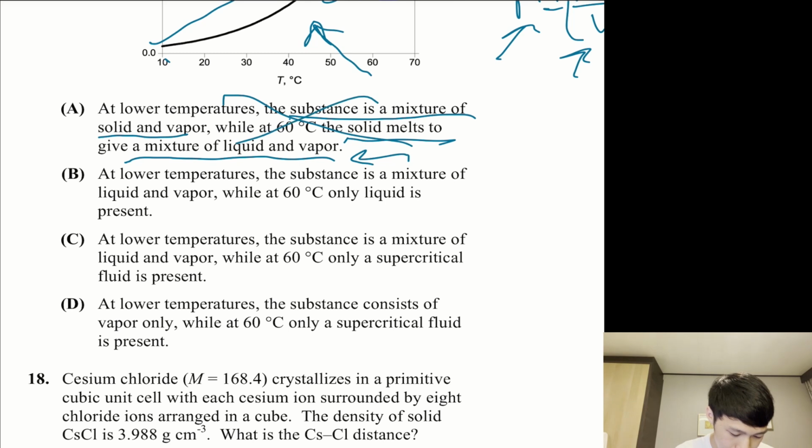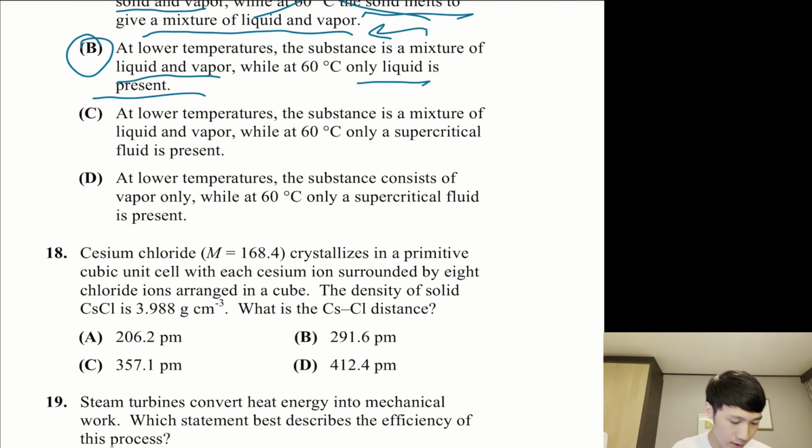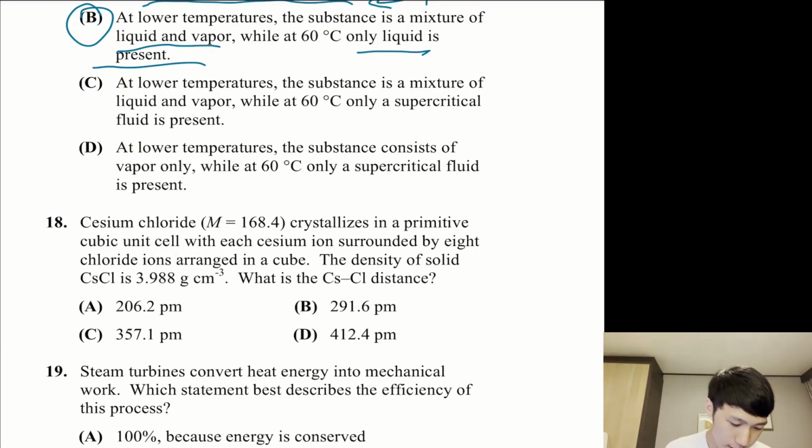B, at lower temperatures, the substance is a mixture of liquid and vapor, while at 60 degrees Celsius, only liquid is present. That's exactly what we just mentioned. This matches our analysis and is the correct answer. C, at lower temperatures, the substance is a mixture of liquid and vapor, while at 60 degrees Celsius, only a supercritical fluid is present. Supercritical fluids are much more compressible than liquids, and we probably wouldn't see this rapid shooting up. Again, that indicates incompressibility, so this is not correct.